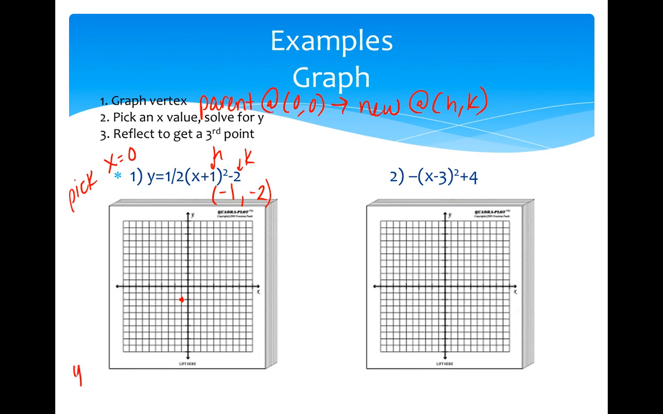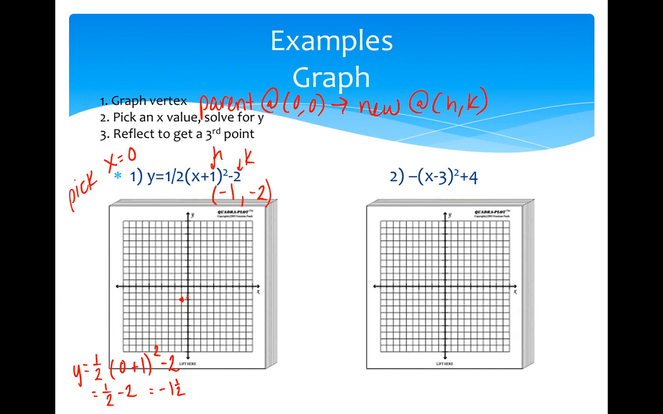I have then y equals 1/2, and then in parentheses 0 plus 1 squared minus 2. So here 0 plus 1, that's a 1. 1 squared is 1. 1 times 1/2 is just 1/2 minus 2. It's going to be negative 1.5. And if you're not really comfortable graphing those decimal values, we could pick a different point, and I'll show you that in just a minute.